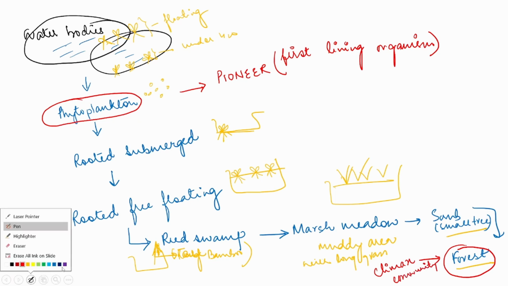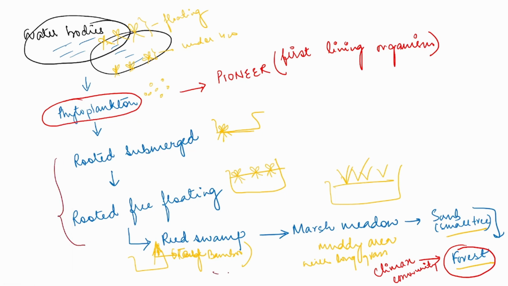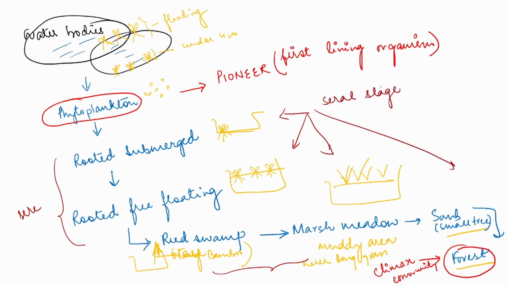And in between this, if you see, these are stages, yes or no? Each of these we call a series, and each stage we call a serial stage. Clear? Yes. So this is the succession in the water body, how it is taking place.